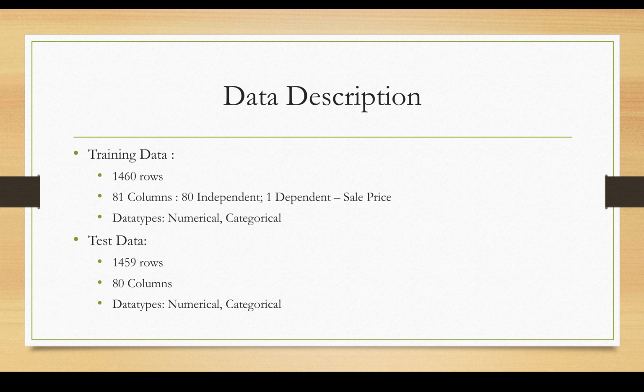Before we dive into the exploratory data analysis, I would like to give a brief introduction to how the data actually looked. The data was present in the form of CSV files, one for training data and one for test data. Each of them had close to 1400 rows and about 81 columns. 80 of those were independent variables, the features depending upon which we would predict the sale price, which is our dependent variable. The data types of these columns were both numerical and categorical.